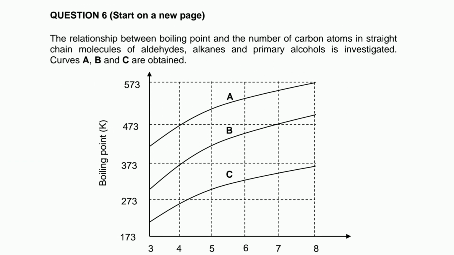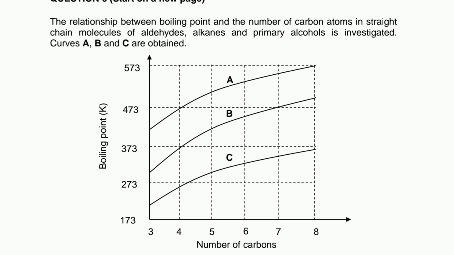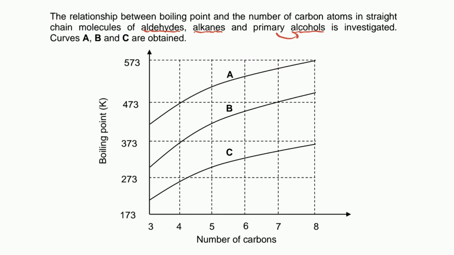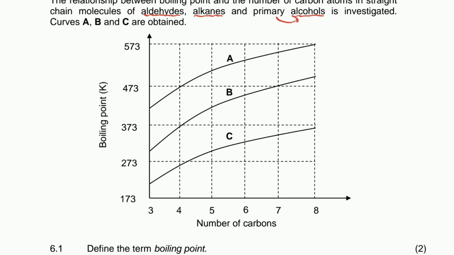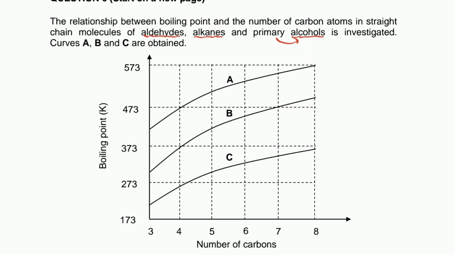Question 6 says, the relationship between boiling point and the number of carbon atoms in straight chain molecules of aldehyde, alkanes, and primary alcohol is investigated. Curves A, B, and C are obtained. And you have this graph in which A, B, and C represent these compounds here: aldehyde, alkanes, or alcohols, and all the alcohols are primary alcohols. Okay, so now, before we move on, we have in here the boiling point. We have aldehyde, we have alkanes, and we have alcohols.